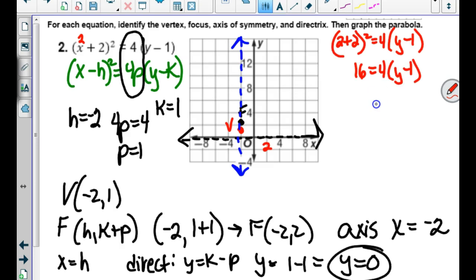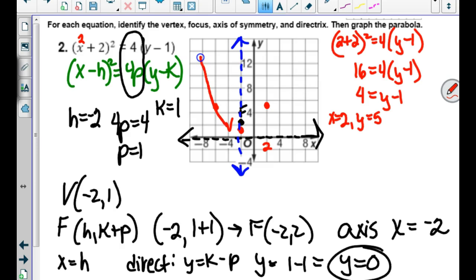Everybody good so far? Divide and I get... I don't want to distribute because I just want to solve as fast as I can. I'm going to divide by the 4 and add the 1 over here. So when we put in x equals 2, we got out y equals 5. So at 2, 5, there's an ordered pair. That would also go this direction.